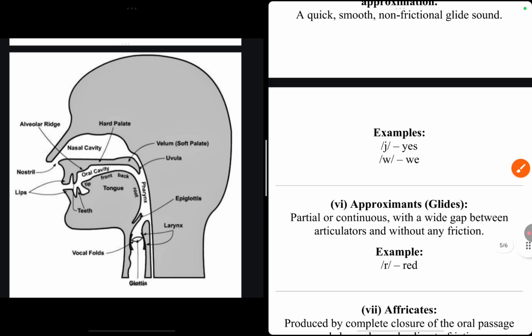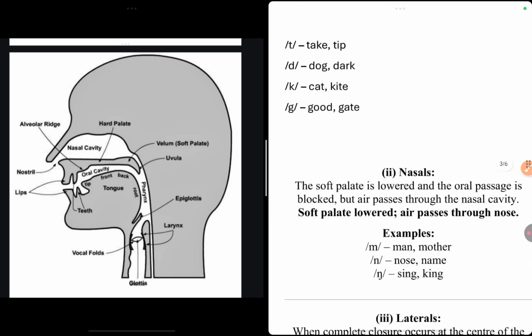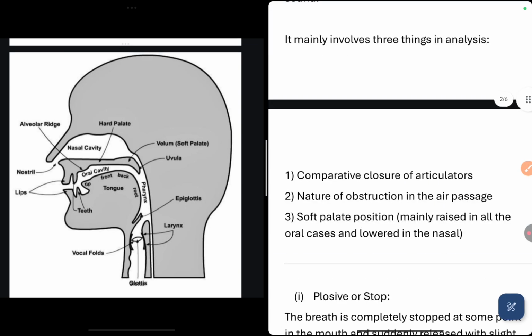These are the 7 consonant sounds on the basis of manner of articulation. So this was all about the manner of articulation.